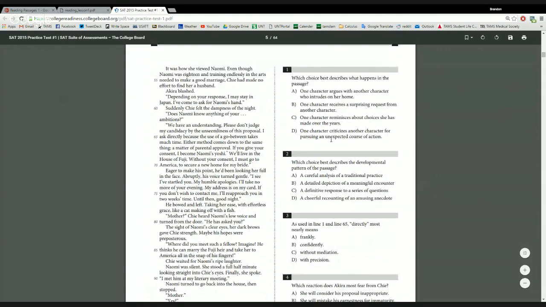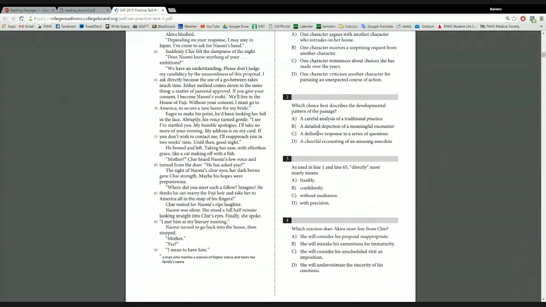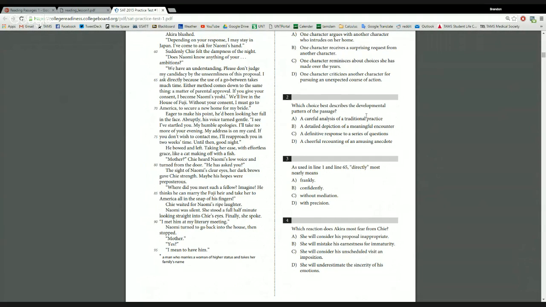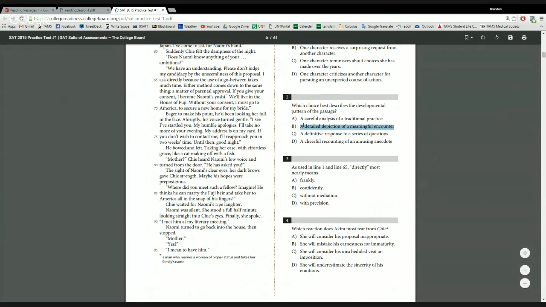Number two, which choice best describes the developmental pattern of the passage? So after you've read the passage, you should be able to gain a general gist of how it was structured. A. A careful analysis of a traditional practice. This is actually the opposite of what happens. There's no traditional practice involved. This is actually untraditional, as he asks for marriage in an untraditional format. B. A detailed depiction of a meaningful encounter. Another general answer choice. This may be a pattern. There's nothing wrong about this answer choice, so we'll leave it open. C.